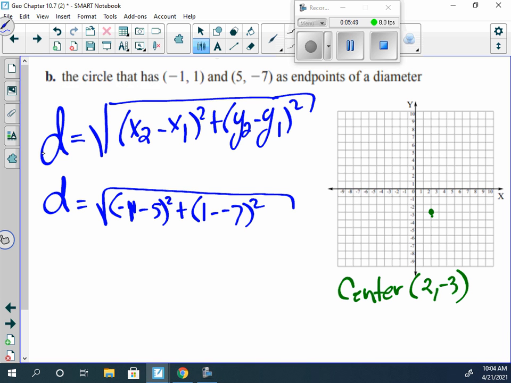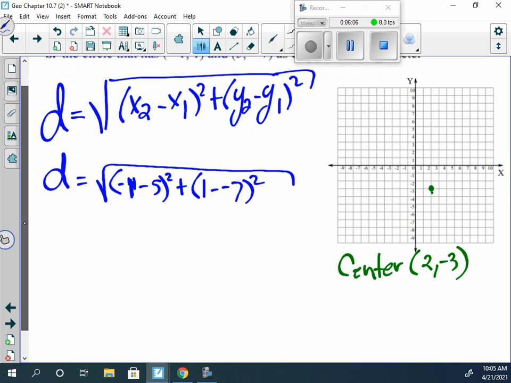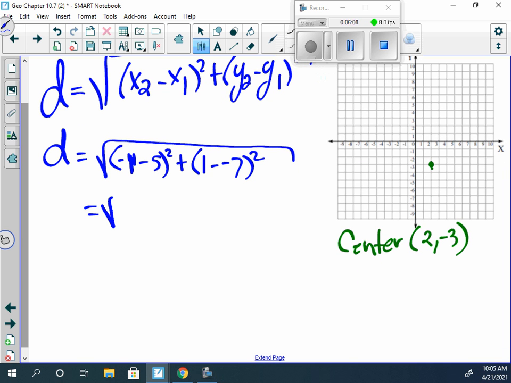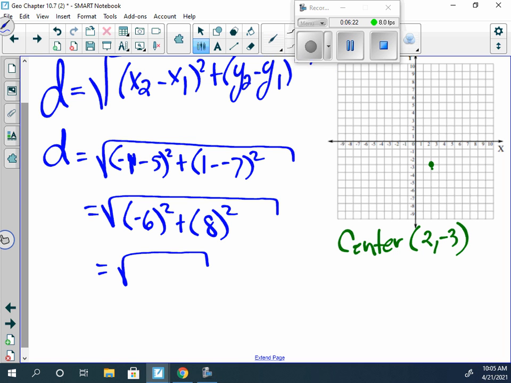And again, at this point the calculator will do all this for us. We can type the square root, parentheses, -1 minus 5, close parentheses, squared, plus, parentheses, 1 minus -7, close parentheses, squared, and hit enter, and it'll give us the entire answer. Now, if we did this by hand, -1 minus 5 is going to be -6 squared, and 1 minus -7 is going to be 8 squared. Well, -6 squared is 36, and 8 squared is 64.